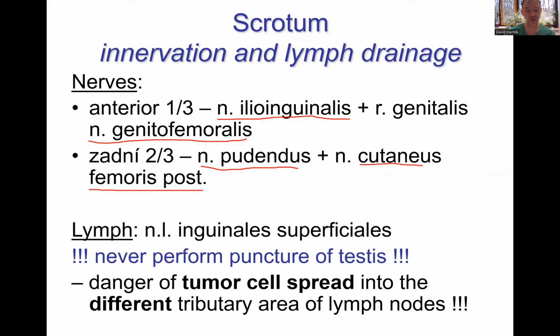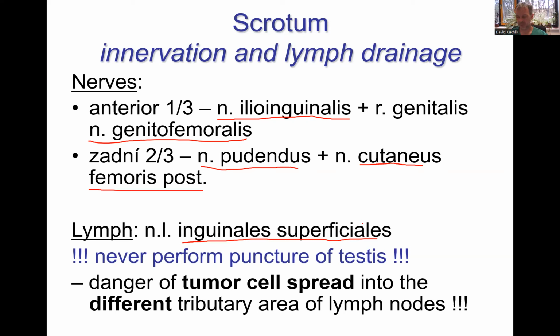The lymph drainage is very important as it develops from this area, from the end of the trunk. Unlike the testes, the scrotum is drained to the nearest lymph nodes, which are the superficial inguinal lymph nodes. But the testes, which descended from the level of L2, drain into lumbar lymph nodes.